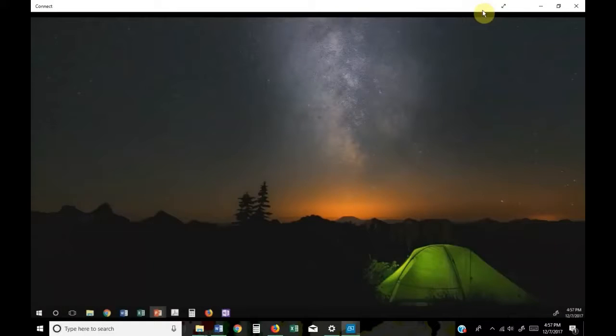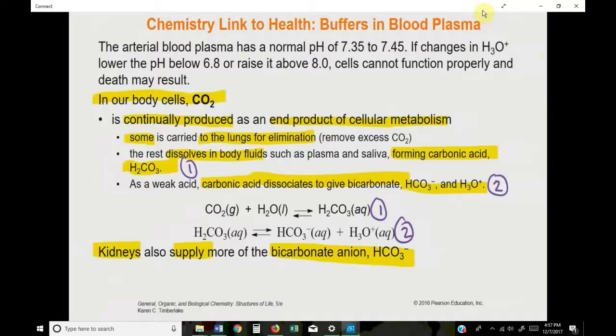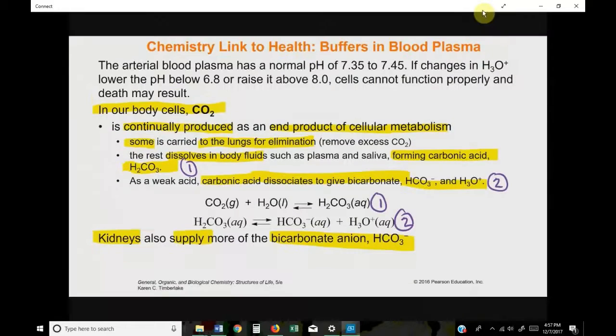So what happens in our blood? In our blood, we have to maintain a certain pH, and that pH is 7.35 to 7.45. If we have too much acid or too much base, it can result in death. So where do we get carbon dioxide from in our bodies?